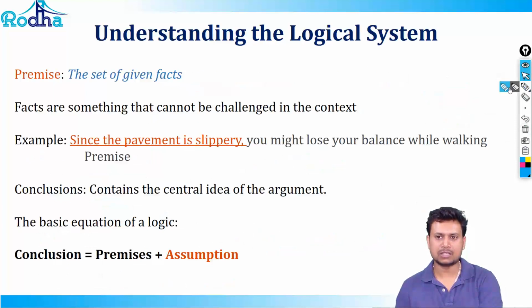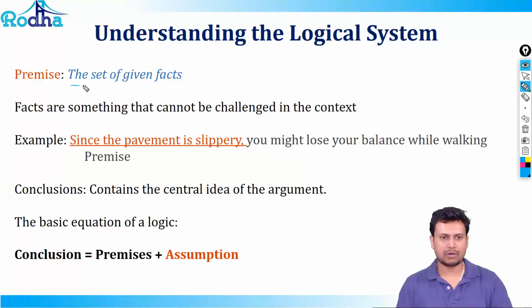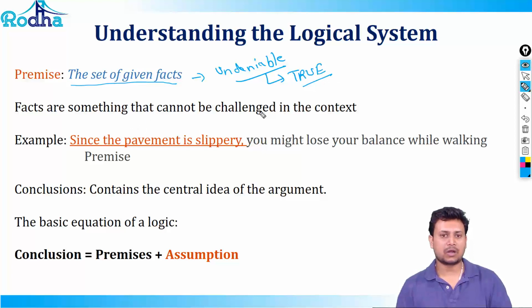Now let's understand the logical system that we have been talking about so far. The first point is the premise, and premise, as I have already told you, is a set of given facts that you can't challenge. These are undeniable. You can't deny it. It has to be true in all cases. So facts are something that cannot be challenged in the context, and we have understood that.